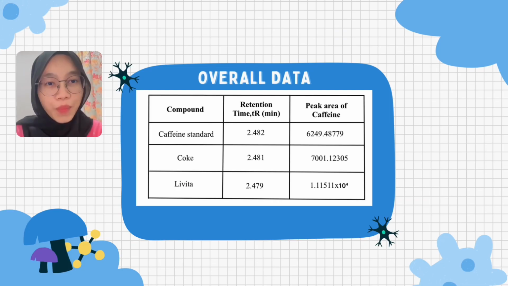Levita. Moreover, this summarizes the caffeine analysis result for both Coke and Levita, comparing them to a caffeine standard. The retention times for all samples are nearly identical, confirming the presence of caffeine. The peak area values indicate that Levita has a significantly higher caffeine content than Coke, as shown by its larger peak area.